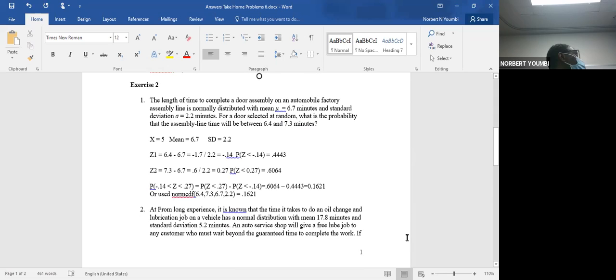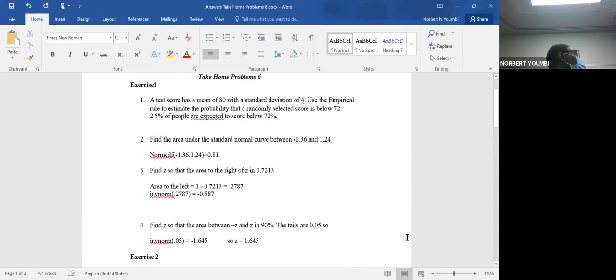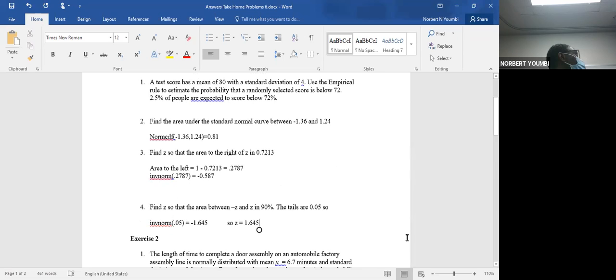Exercise 2. We didn't have the tails 0.05. Like you have down the tails are 0.05. Okay, I didn't write the tails are 0.05. Okay, I will check that and put it there.